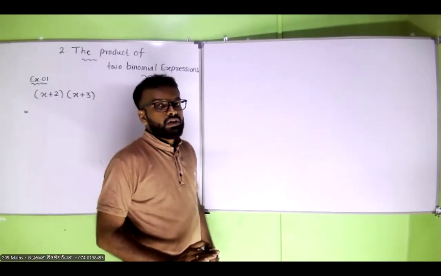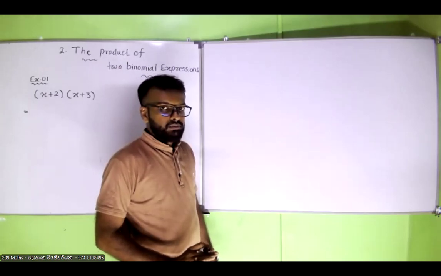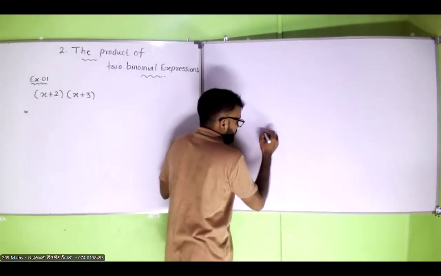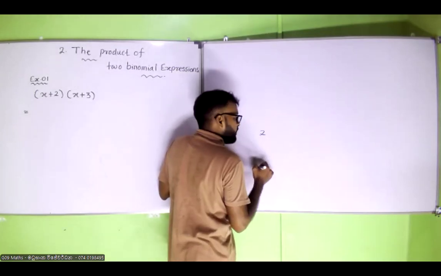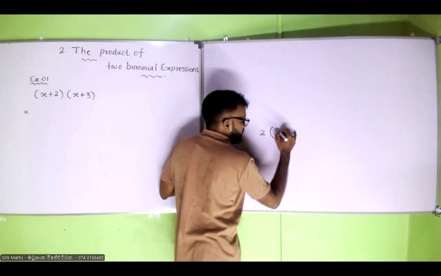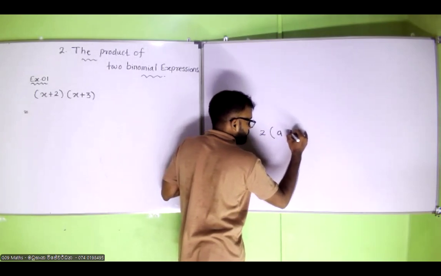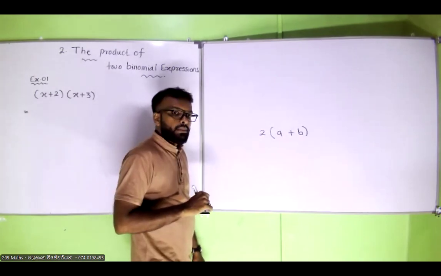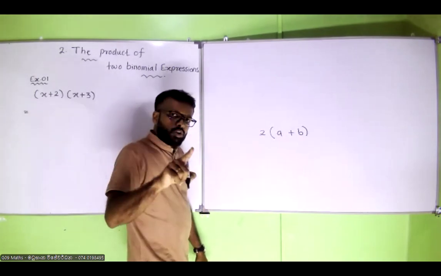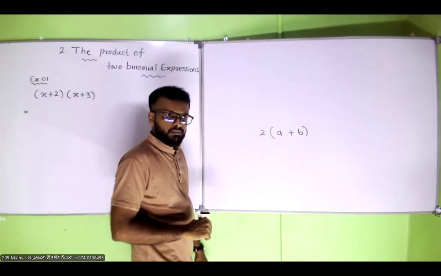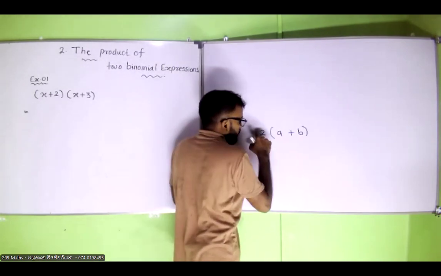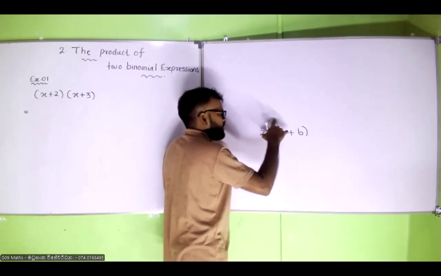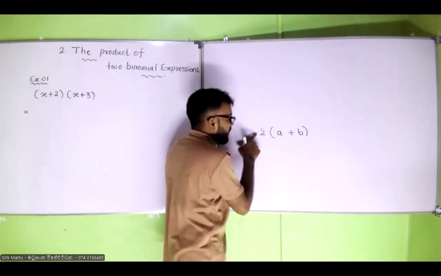Before going into solving this one, I will ask you something. In the previous week, we have done something like this. Now, think of something like this: 2 times a plus b. You know how to do this one. Before multiplying the numbers and the terms, you are going to multiply the signs.